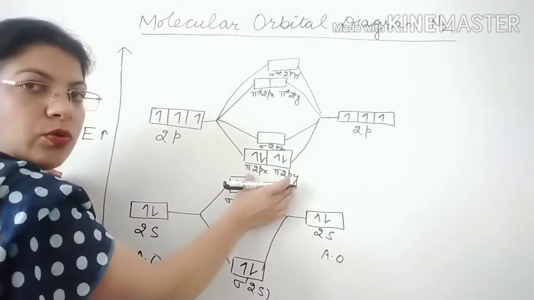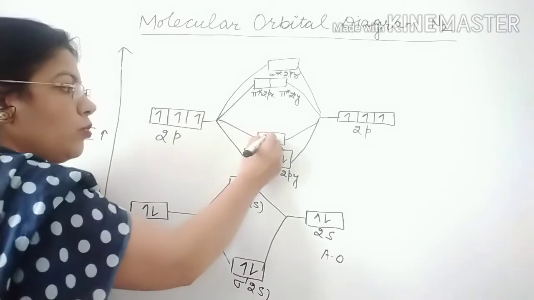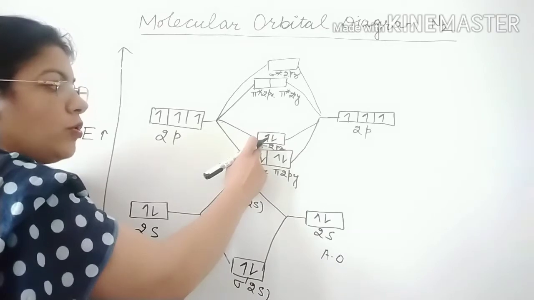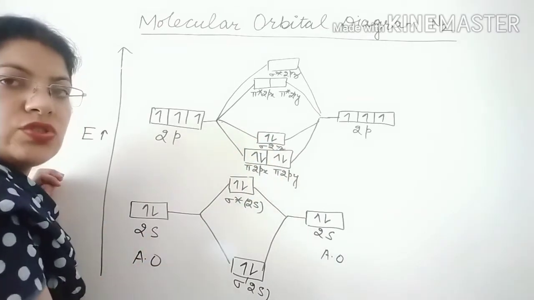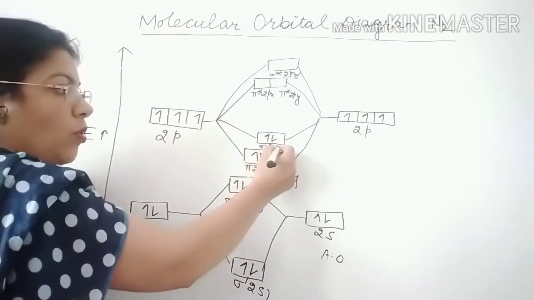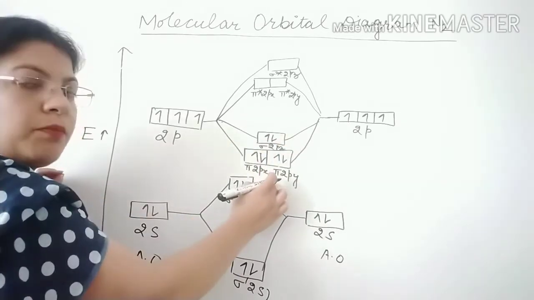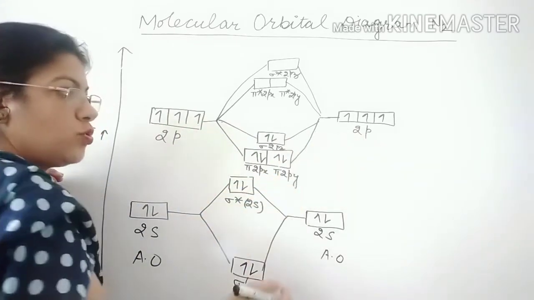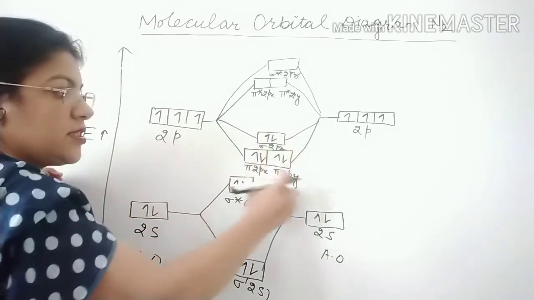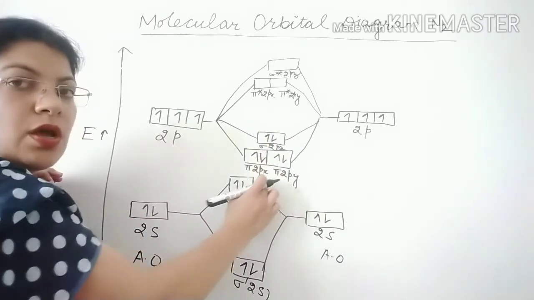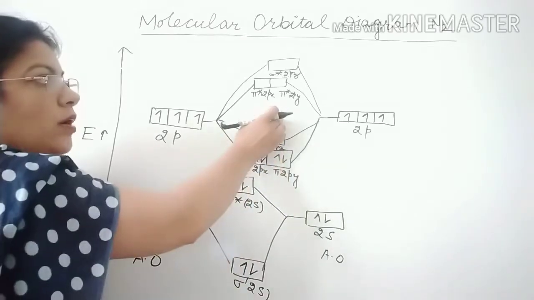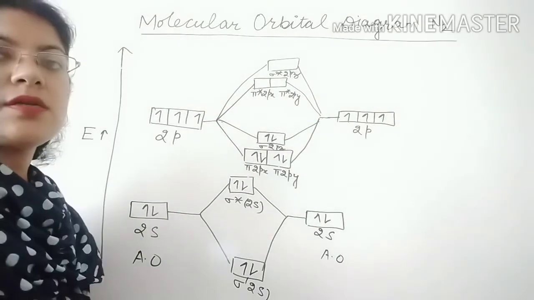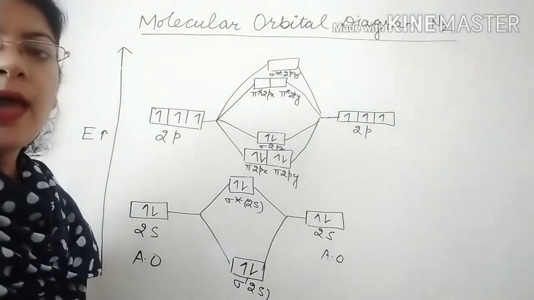Now 4 electrons are occupied in these 2 orbitals. 2 electrons are still left. They are occupied in sigma 2pz. Now all the 6 electrons are filled in bonding orbitals, 3 from this 2p subshell and 3 from this 2p subshell. These 6 electrons are filled in bonding orbitals. Now no electron is left for antibonding orbitals, so these 3 antibonding orbitals are still empty.